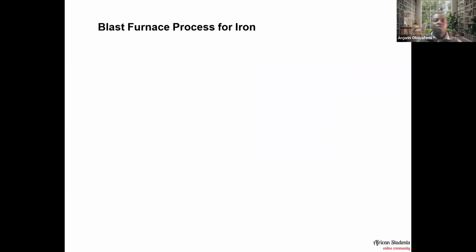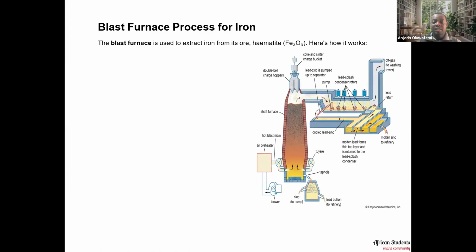All right, so the blast furnace process now for the extraction of iron. The blast furnace is used to extract iron from its ore, which we call hematite, Fe2O3. And here is how it works. This is basically the setup for the extraction of iron using the blast furnace. This is how the layout looks, and each of the processes it will go through before iron is extracted.